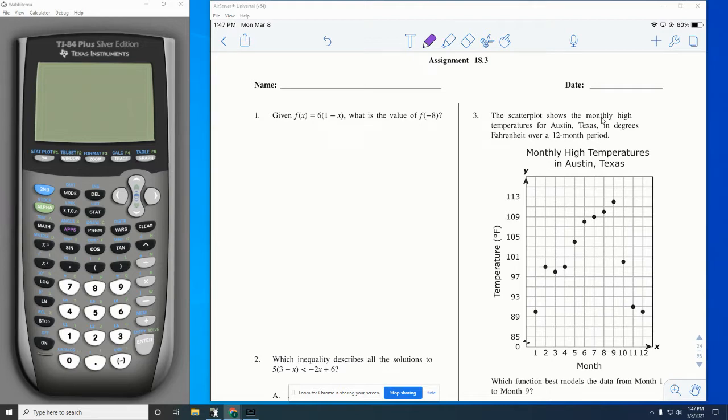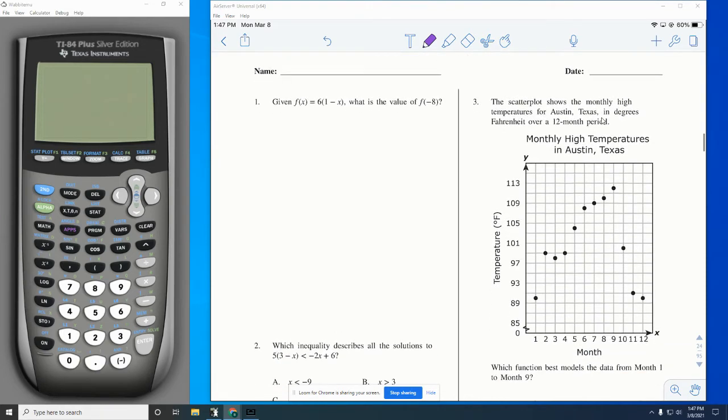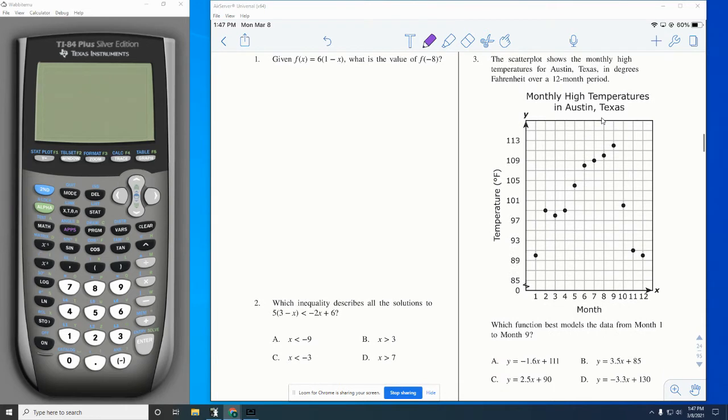So for number 3, the scatter plot shows the monthly high temperatures for Austin, Texas in degrees Fahrenheit over a 12-month period. Which function best models the data from months 1 to 9? So we don't care about these 3 sets. Now what I'm going to do is put this in stat edit, and one of the reasons we're going to go over this is because this takes a little bit of time to go through. But if you want to get it right, we want to be accurate.